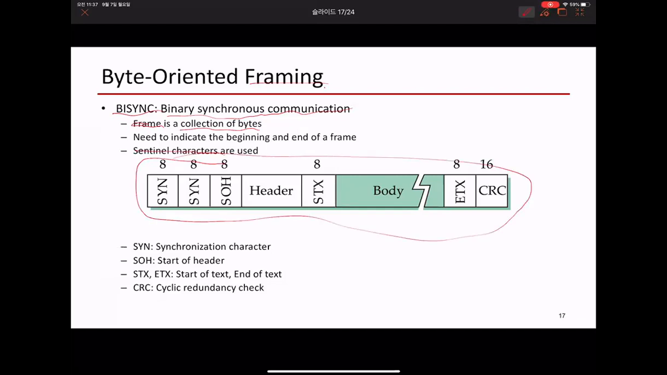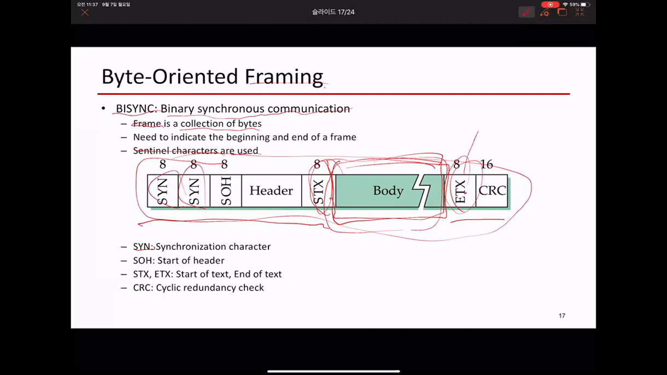So sentinel characters are used, meaning sentinel, which is distinctive from others. Okay, so SYN is synchronizing, is everywhere. So we want to see what STX and ETX are. This is your body. So you need to decode this body. This is all for the communication. But what you need to do is between STX and ETX. What's the disadvantage of it?